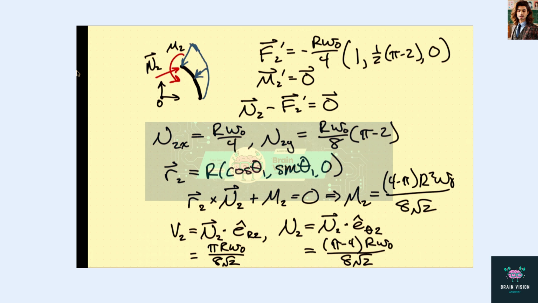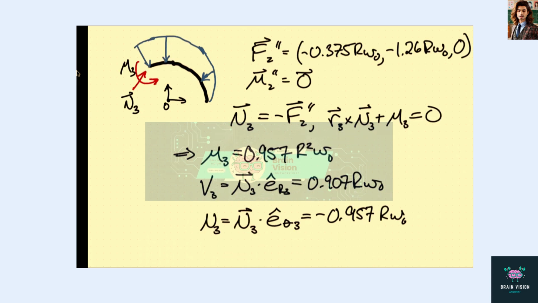Now we can just redo the same thing, but now we're going to take theta as 120 degrees. So I have F2 double prime, and again we get resultants here. I just did it numerically in this case because they got a little ugly. So the resultant in the x direction is minus 0.375 r times omega naught, and in the y direction it's minus 1.26 r times omega naught. The equivalent moment generated about this point from this distributed load is again 0, because all of these act through this origin.